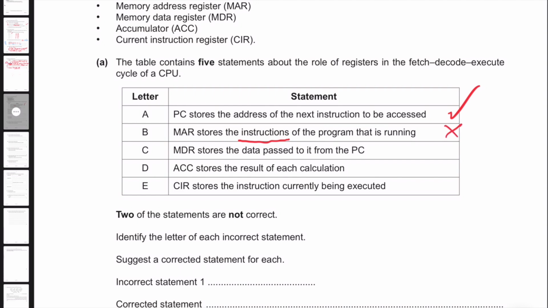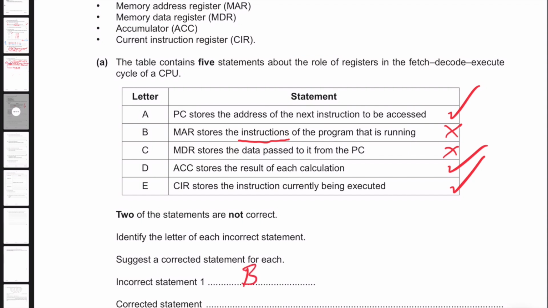C, the MDR stores the data passed to it from the PC. No, that's not right. The MDR stores data which is passed to it from the MAR, basically telling us where that data is, where its address is, but that's coming from one of the buses. Okay, so that's not right either. So I think that's 2, but we'll just check the others. The ACC stores the result of each calculation, yeah, because that's the accumulator. And the CIR stores the instruction currently being executed, and that's right too. Okay, so it's got to be B and C.